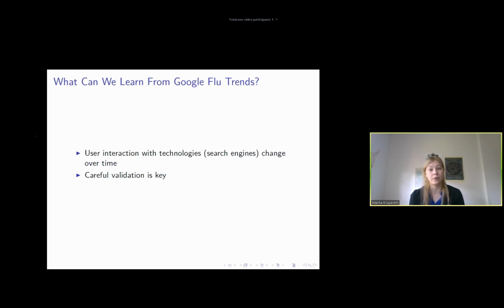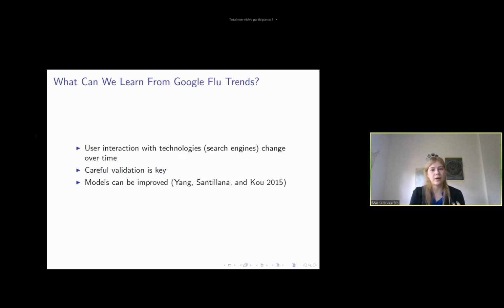I'm going to talk a little more about that when I talk about how I use search data in my work. But then on an optimistic note, models can be improved. There was a team that was able to alleviate some of these issues with Google Flu Trends. They published a paper in 2015, and as far as I know, their prediction model is still working quite well. So I think when in the future we talk about search data for social science, we will look at Google Flu Trends the same way that survey researchers look at the 1936 Literary Digest poll.